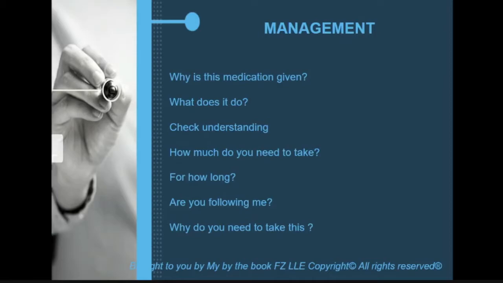please do ask your simulator or your patient, have you understood what I have been trying to tell you? Is there something you would want me to repeat? Once again, two-way conversation, very, very important.